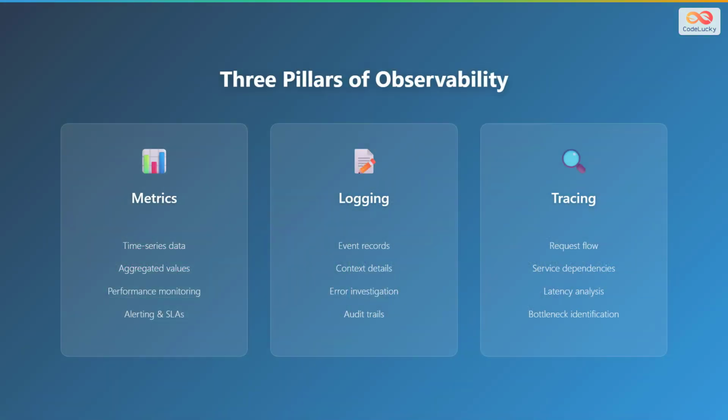Let's compare these three pillars side by side. Metrics provide time series data, aggregated values, and are great for performance monitoring and setting up alerts and service level agreements. Logging gives you event records, context details, and helps with error investigation and audit trails. Tracing allows you to follow the request flow, understand service dependencies, analyze latency, and identify bottlenecks. Each pillar offers a unique perspective, and combining them provides a comprehensive view of your system.